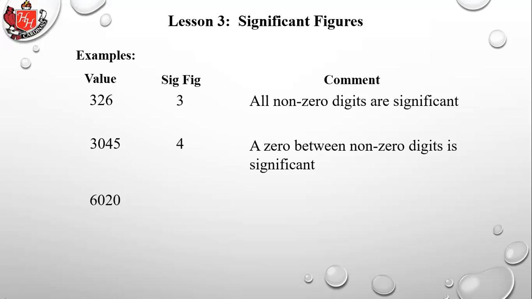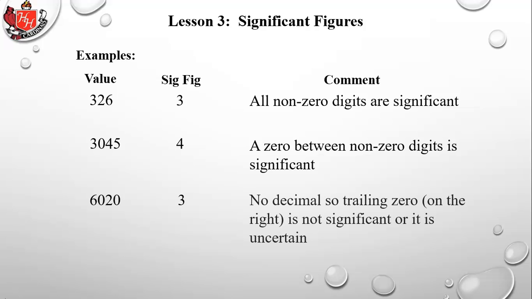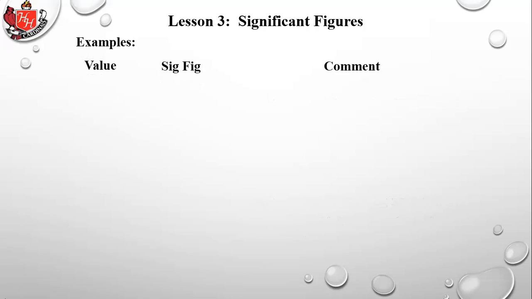6,020. Pause. And that's 3 significant figures. No decimal, so the trailing zero, the one on the right, is not significant, or it is uncertain. We're going to say it's not significant here. Let's try some more.